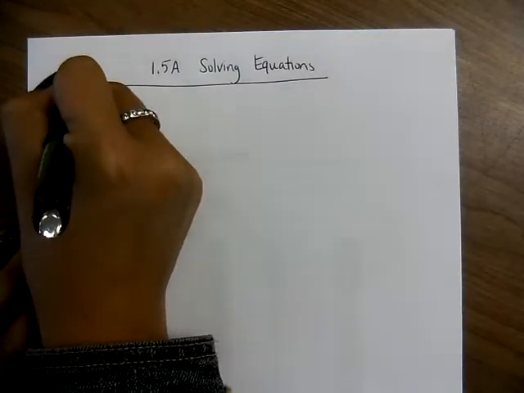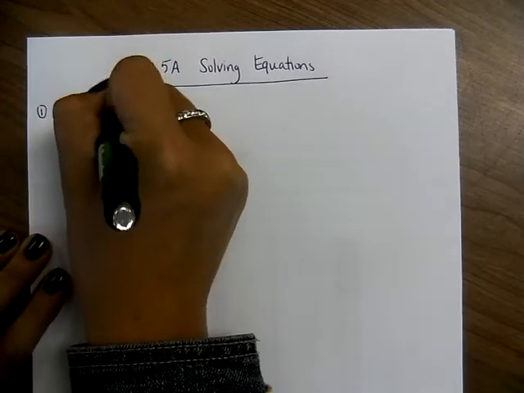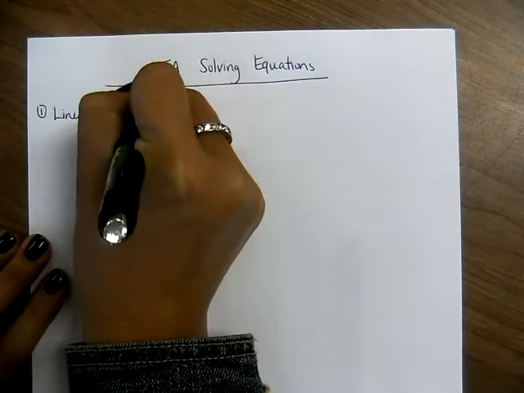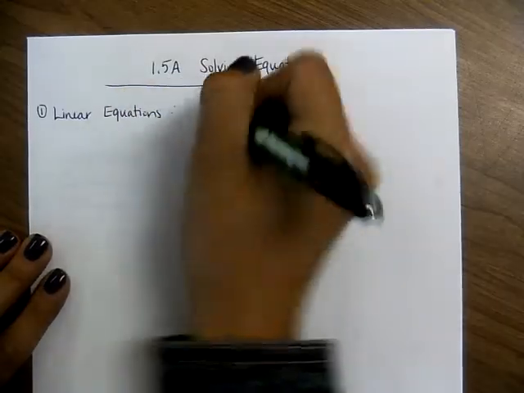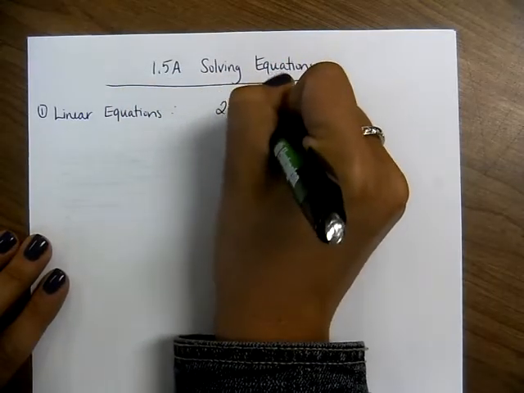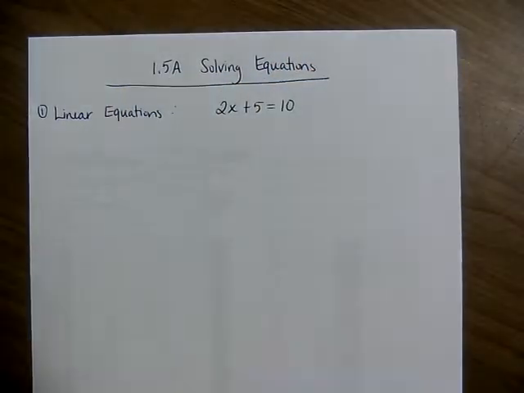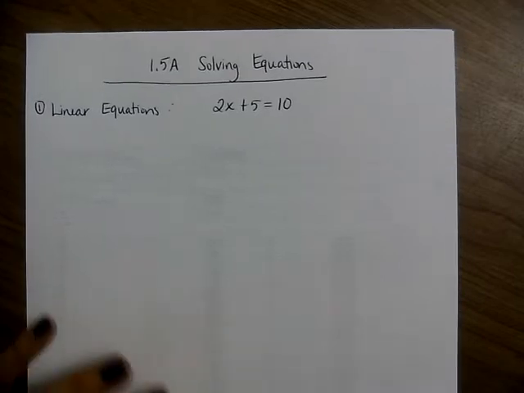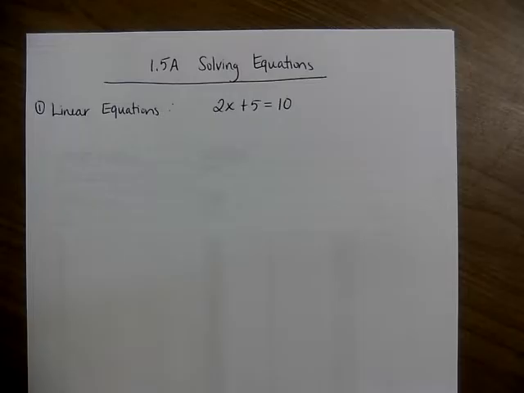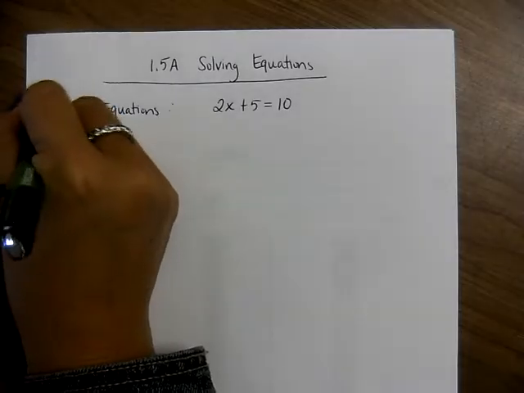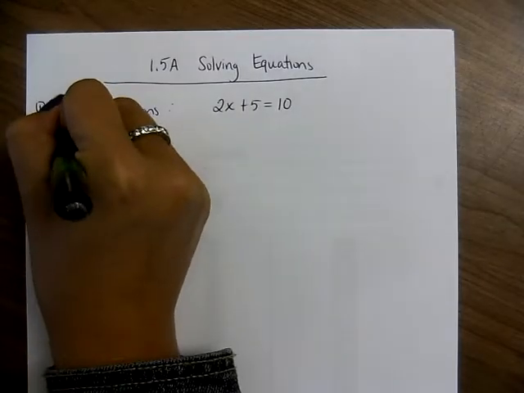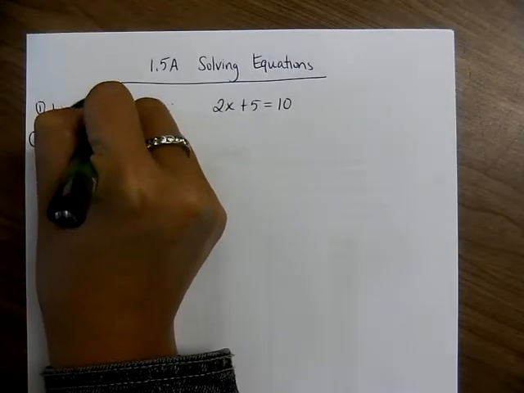So the first is a linear equation. For example, 2x plus 5, right? Anything that has a degree of 1. I'm assuming that you know how to solve any type of linear equation, so we're not going to do any of those. Okay, so that's one. The second type we're going to talk about is a rational equation.